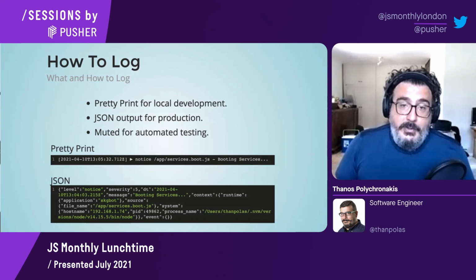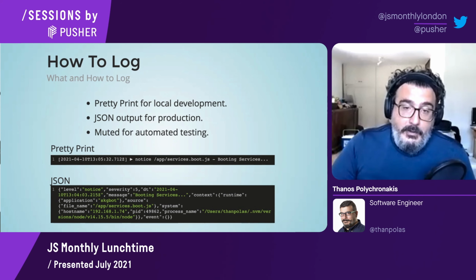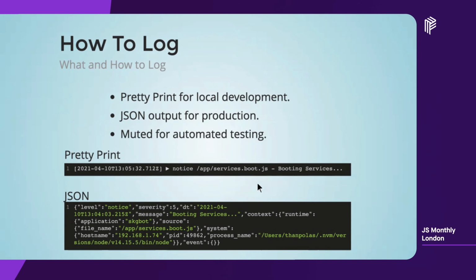Pretty straightforward. You need to have the ability to pretty print. Pretty printing is the act of having the logs printed in a human readable manner. So this is a human readable log. You can see the date here. You can see the log level. You can see where the log came from. It's from this particular file, and the log message itself, booting services.